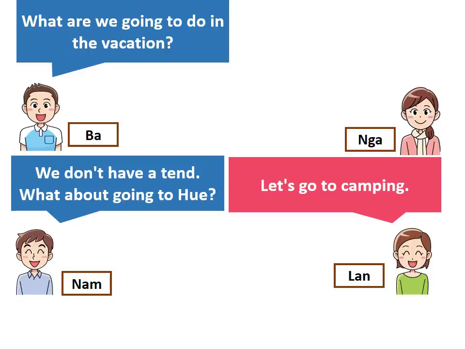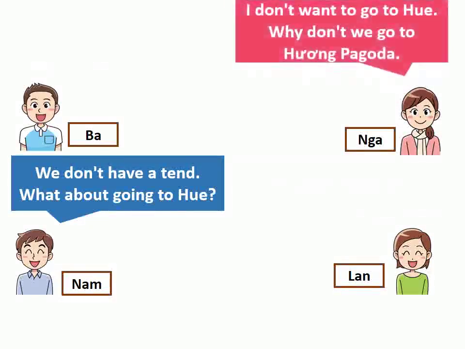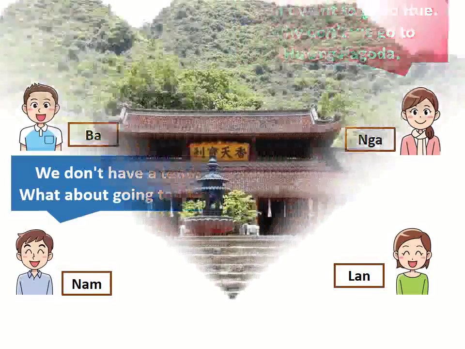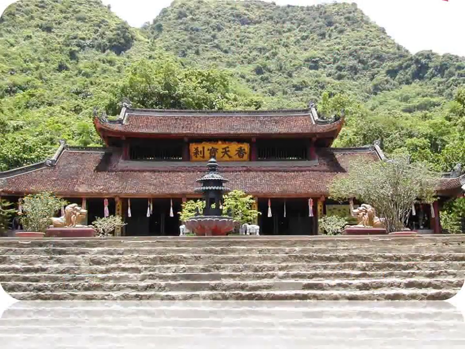Let's continue the conversation. Nga realizes, "I don't want to go to her. Why don't we go to Hương Pagoda?" So Nga disagreed with Nam's suggestion, and she suggests going to Hương Pagoda. Do you know Hương Pagoda? Look at the picture, please. This is Hương Pagoda. It's very beautiful, isn't it?